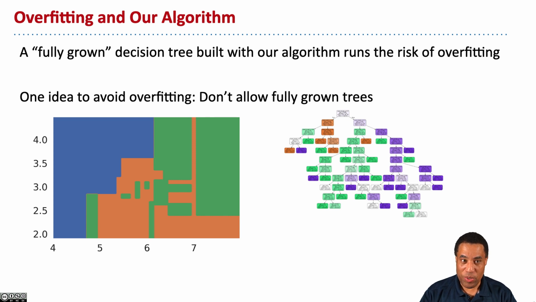And we're going to end up with a picture that looks like the picture here on the left, right? Where we've got these islands of green in a sea of orange. And we end up with trees that are very, very complex. So what can we do to try and avoid overfitting?